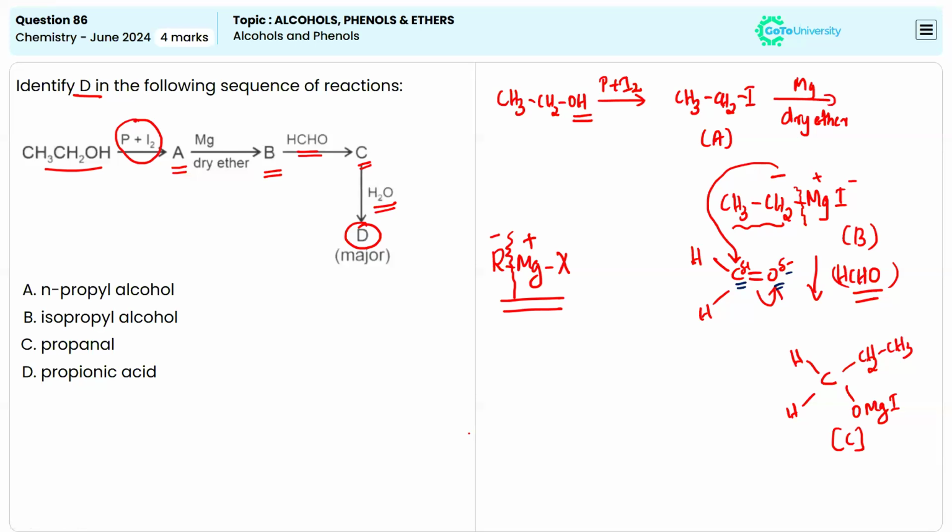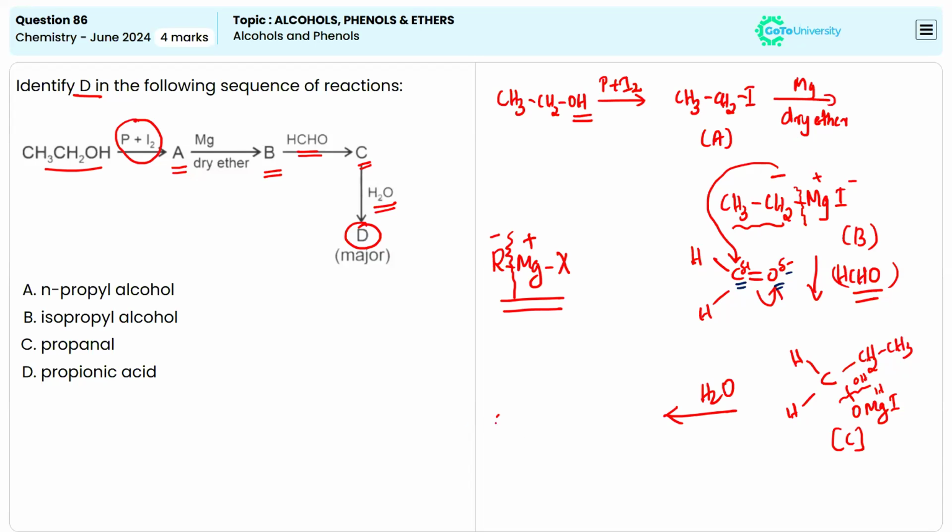Now coming to the product here, so this is the C. Now in order to convert to D, we are using water, right? So when they are reacting with water, the product will be like this. The Mg-I bond with carbon is breaking here, and this is hydrolysis, that is, hydrogen will come here and oxygen or hydroxyl group will come here.